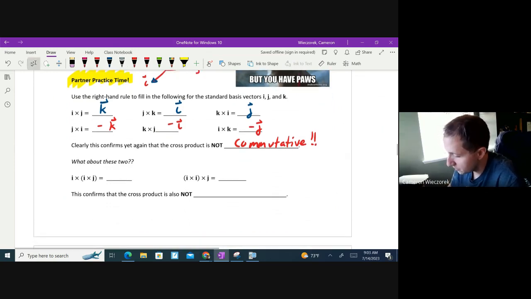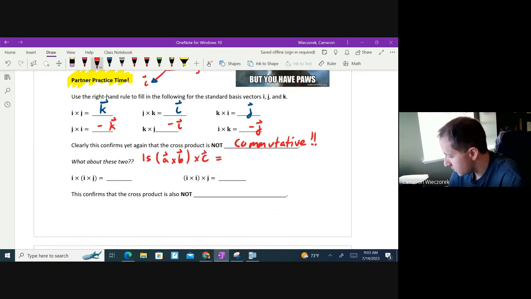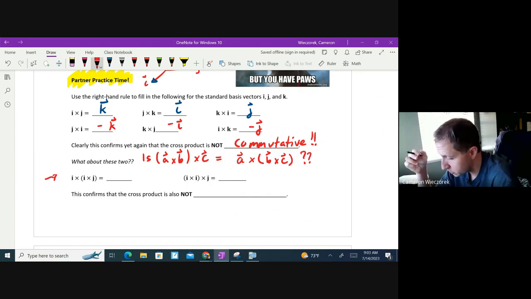How about associativity? Let's think, is A cross B crossed with C the same as A crossed with B cross C? We can pick an example and see if it works. If it doesn't work, then we've already answered the question. So that's kind of what I'm doing here. If I take i and I cross it with i cross j, where the parentheses are around the second cross product, remember i cross j was k. So this would be i cross k. We look up at our chart, i cross k is negative j.